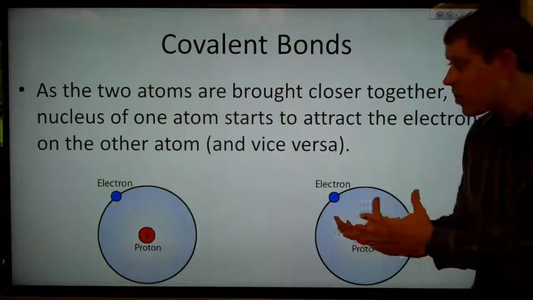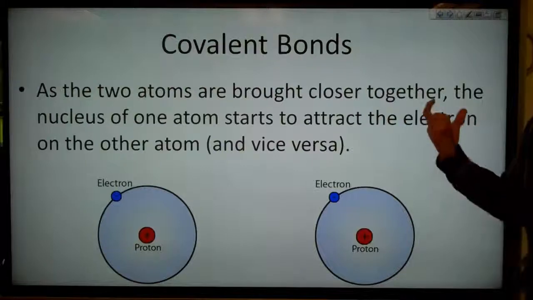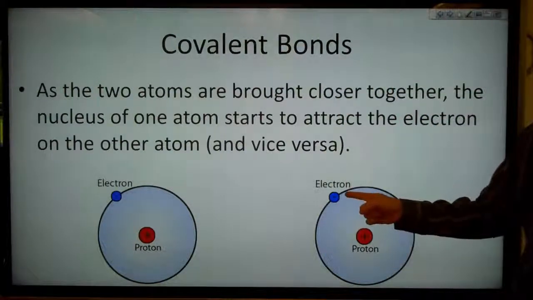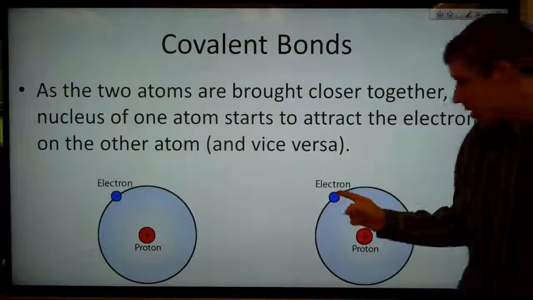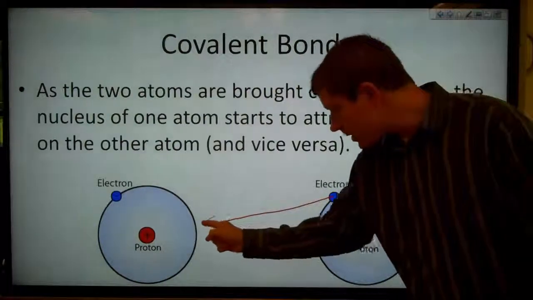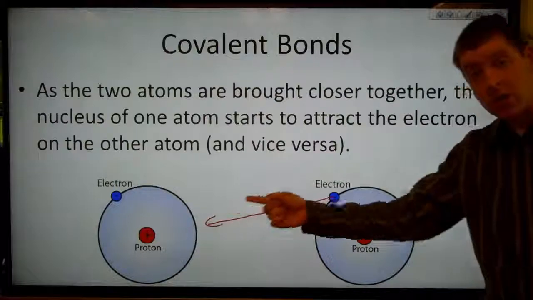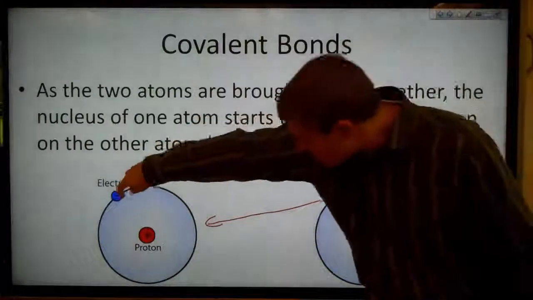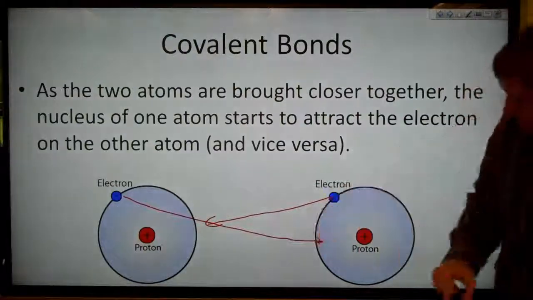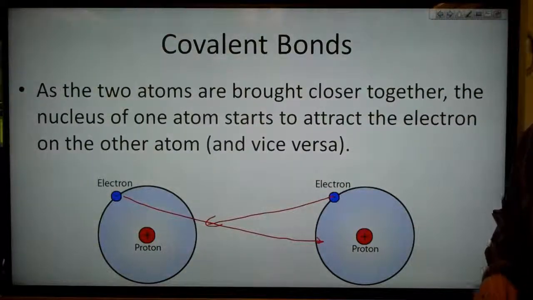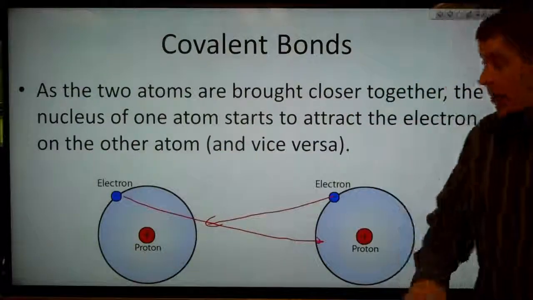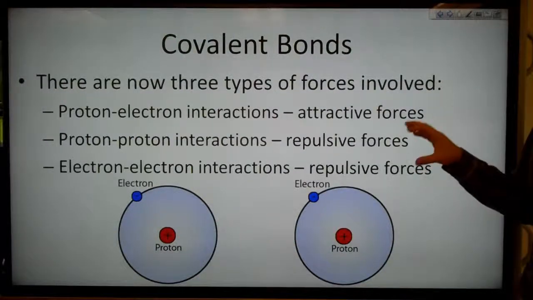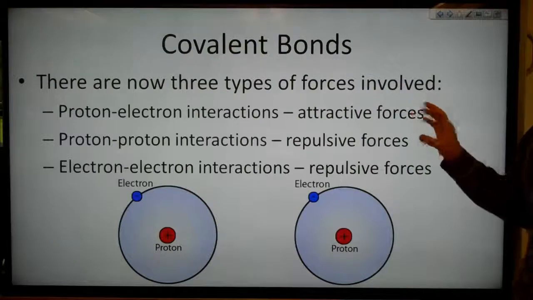As we get our atoms closer together, the nucleus of one atom starts attracting the electron of the other atom. So this electron begins to be attracted to that nucleus. That nucleus is also attracted to the electron. This electron is also attracted to that nucleus there. This nucleus is also attracted to that electron. And so now we have three types of forces involved.